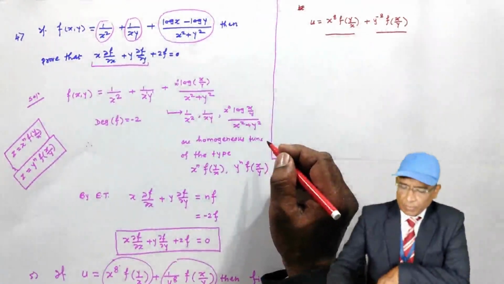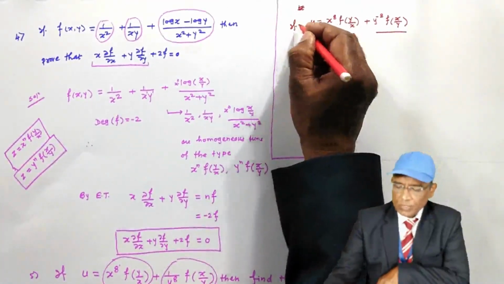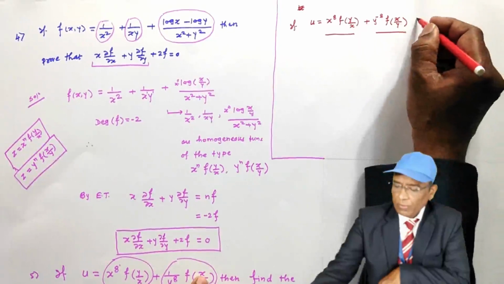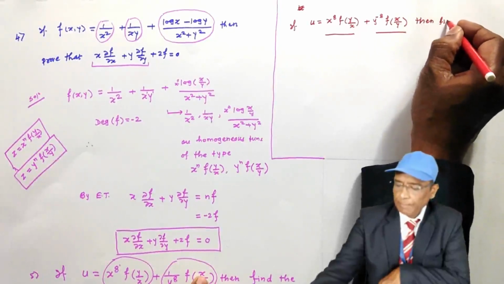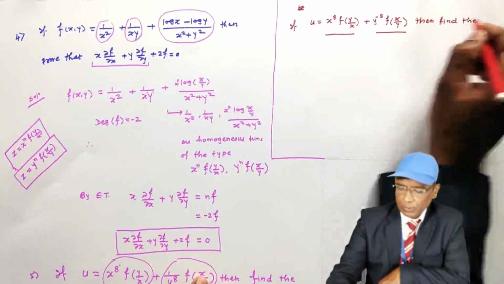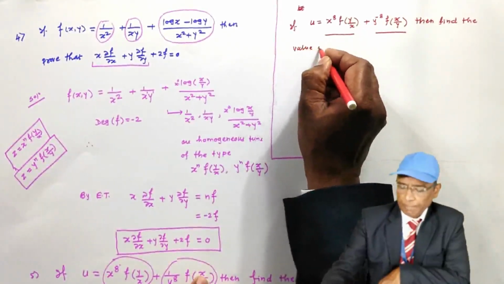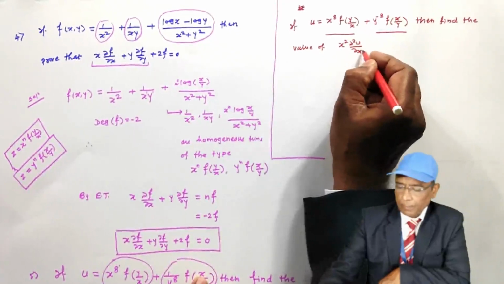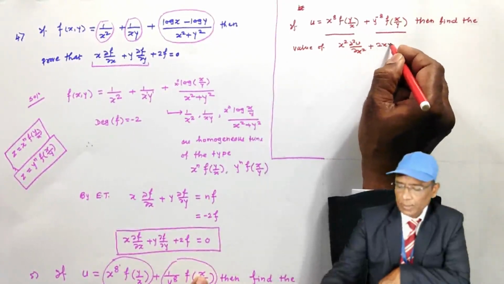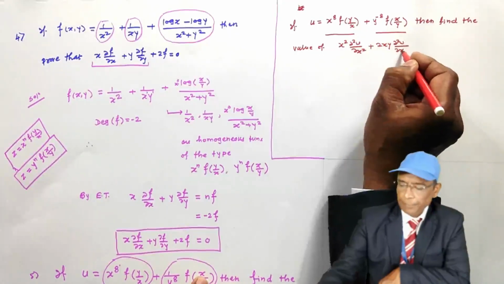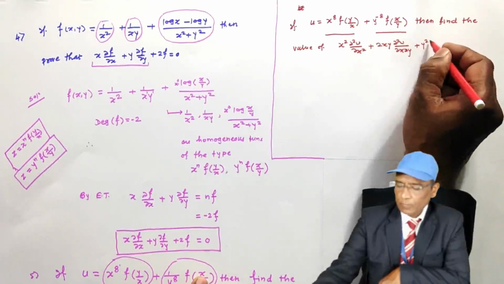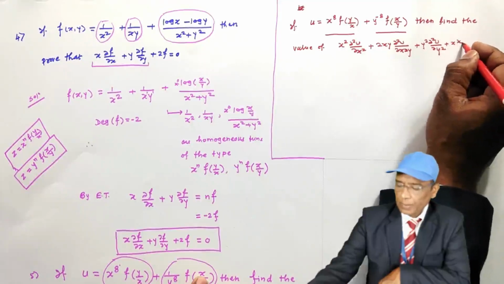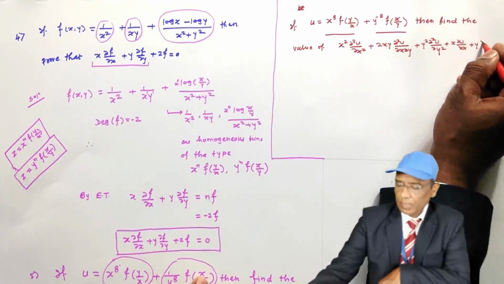Yes. Now next sum. If u is equal to x to the power 8 function of y by x, plus y to the power -8 function of x by y, then find the value of x square del 2u by del x square plus 2xy del 2u by del x del y plus y square del 2u by del y square plus x del u by del x plus y del u by del y. Okay, the value of this we have to find.